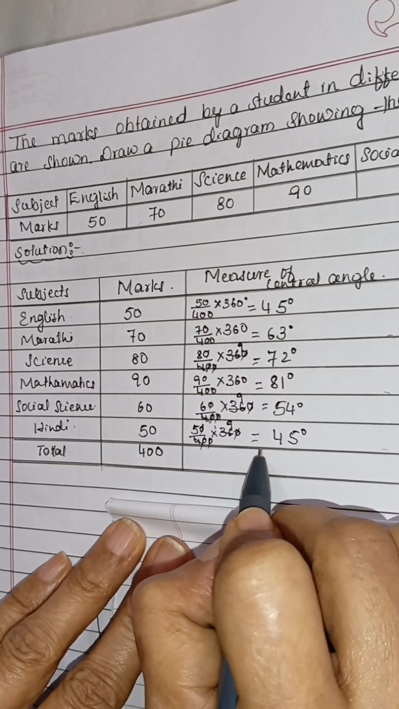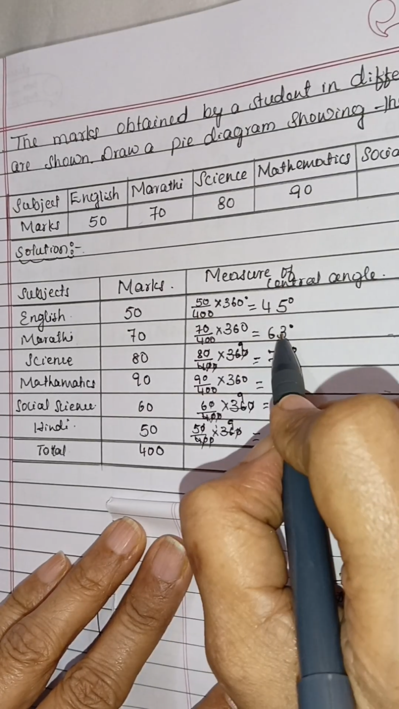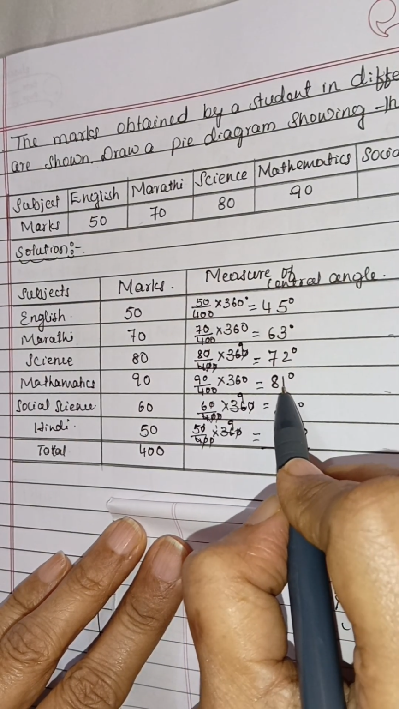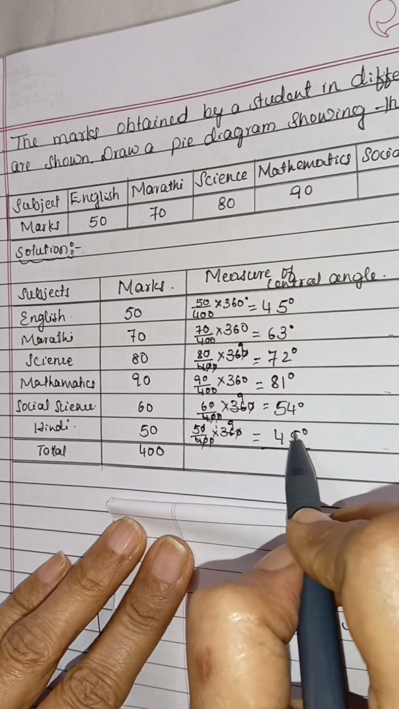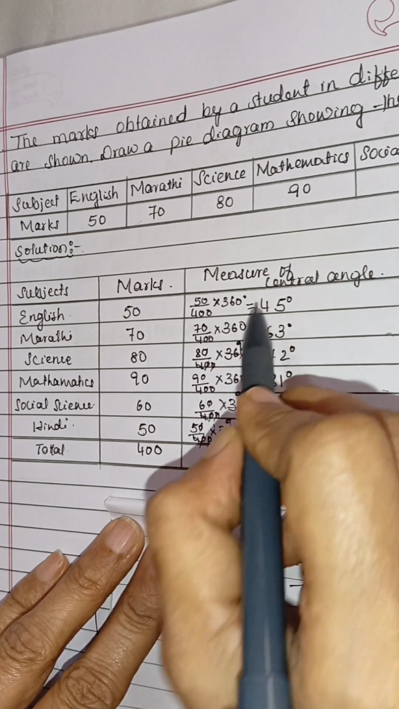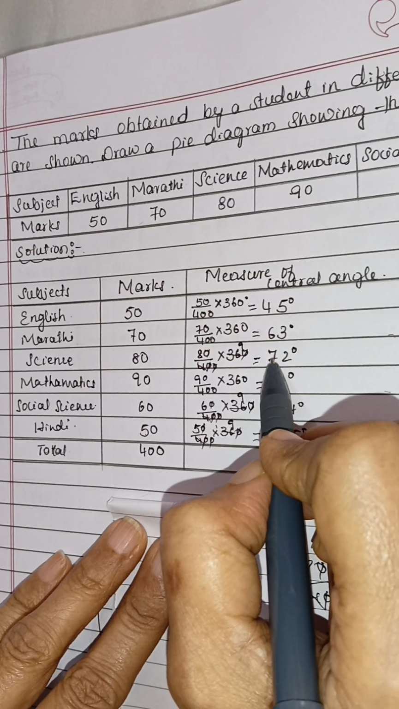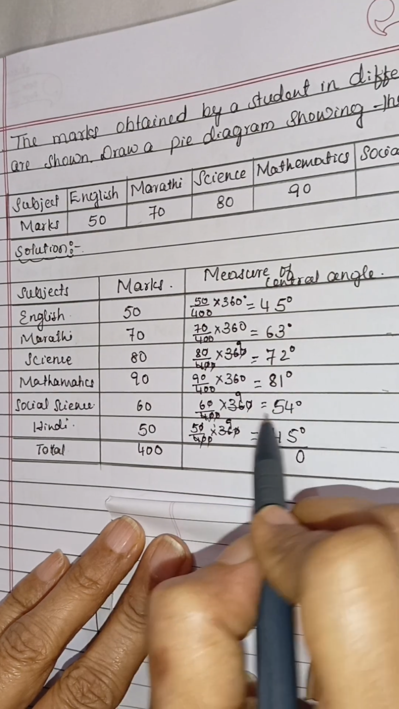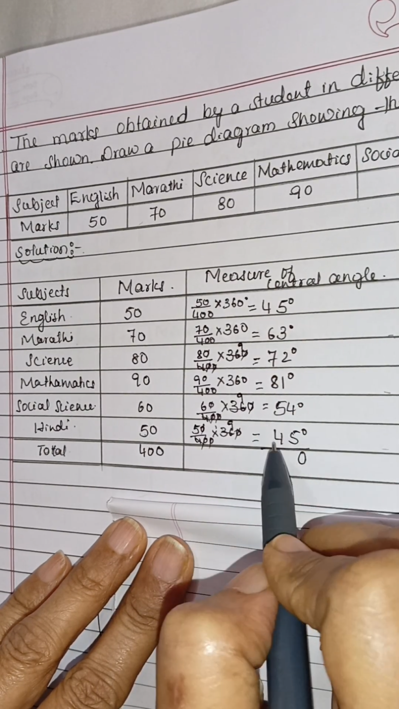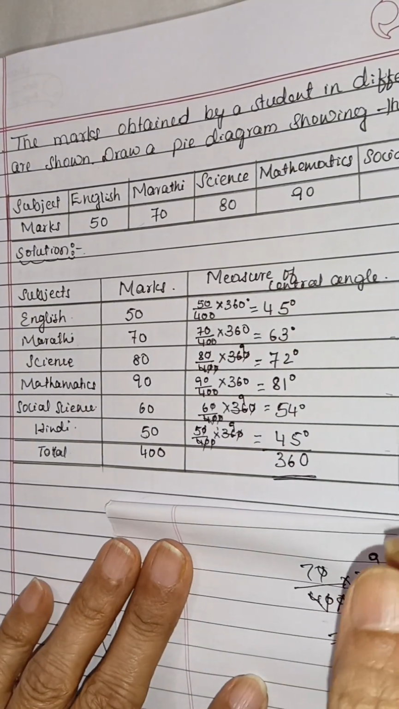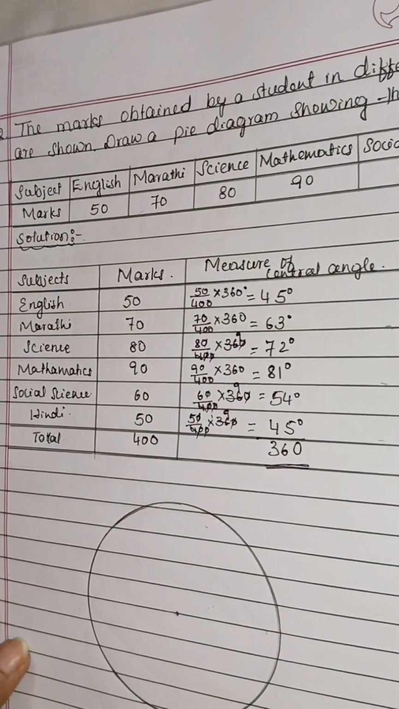We'll make the total of this. 360 has to come. 5, 3, 8, 10, 10, 11, 15, 20, 2 carry. 6, 6, 12, 12, 19, 19, 27, 27, 32, 36. 360 degrees.